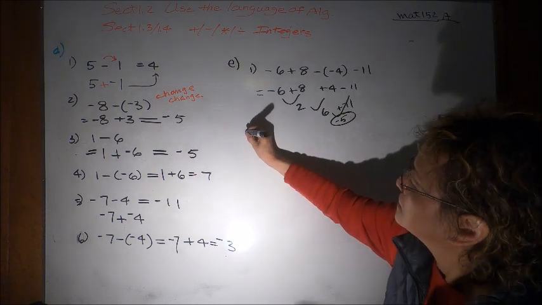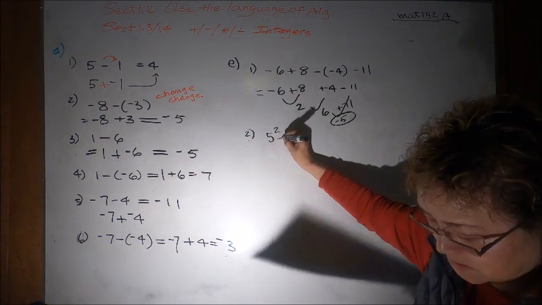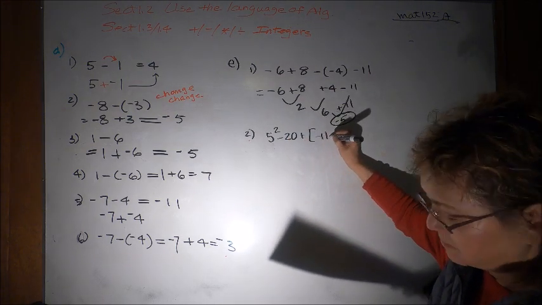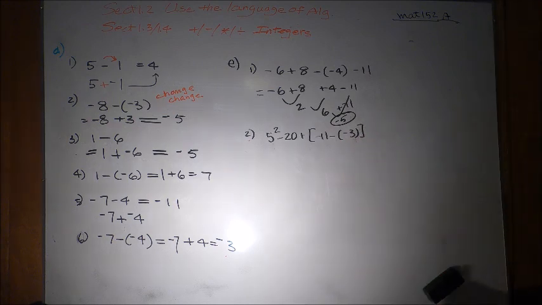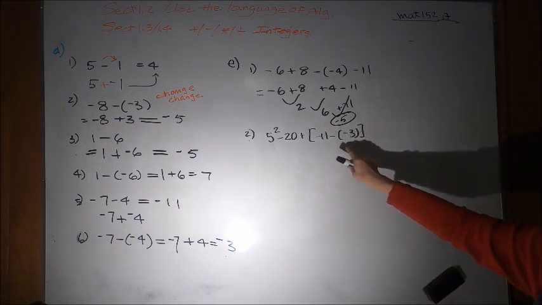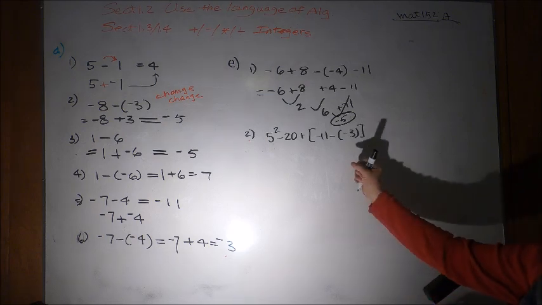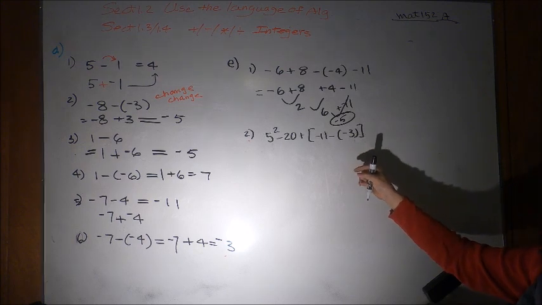All right. Number 2. If I have 5 squared minus 20 plus negative 11 minus negative 3. So you have numbers within numbers, right? Within the part with the group. So you will do it from inside to outside. This is the group. You will do that group first.